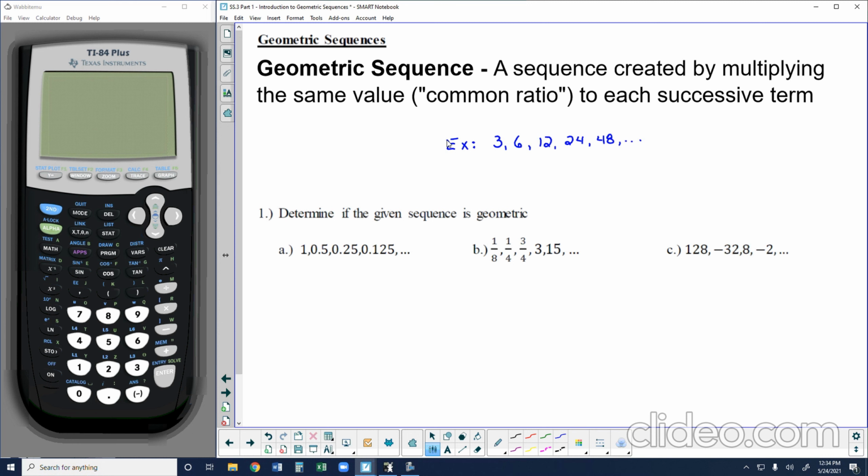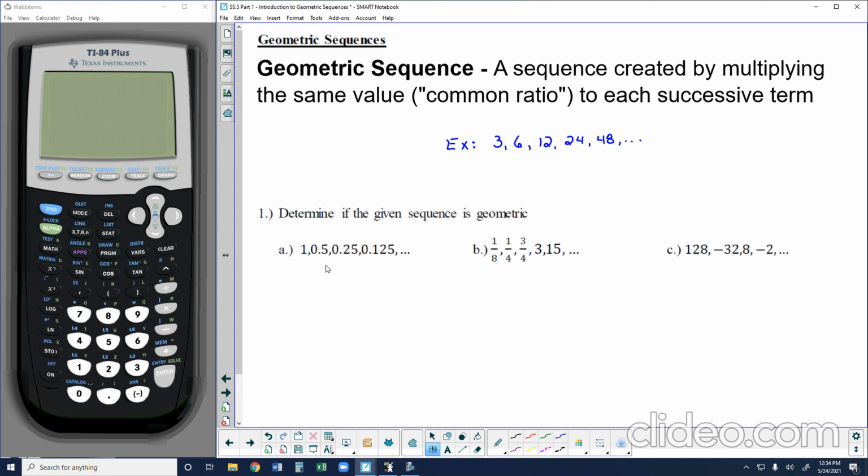So in problem 1 here, it says determine if the sequence is geometric. And so in A, we have a list of terms. We have 1, 0.5, 0.25, 0.125, and then the sequence could go on and on. So if we want to find out if we have a geometric sequence here, instead of subtracting and finding the difference, we want to divide and find the ratio of the terms.